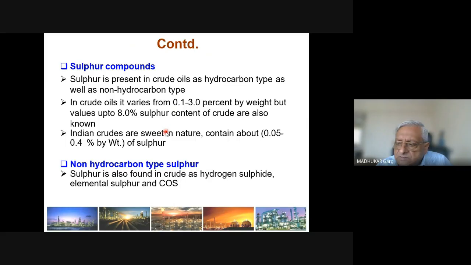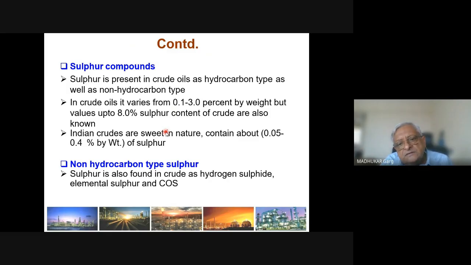Sulfur compounds, as I told you, are very important. We need to get rid of them. And sulfur is present in hydrocarbons in various forms, in various types. In crude oil, it can vary from 0.1 to even 8%.